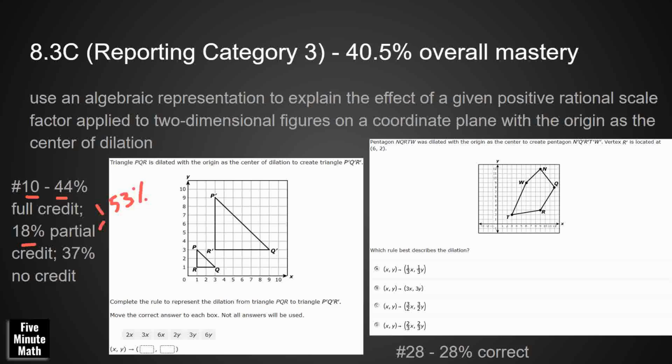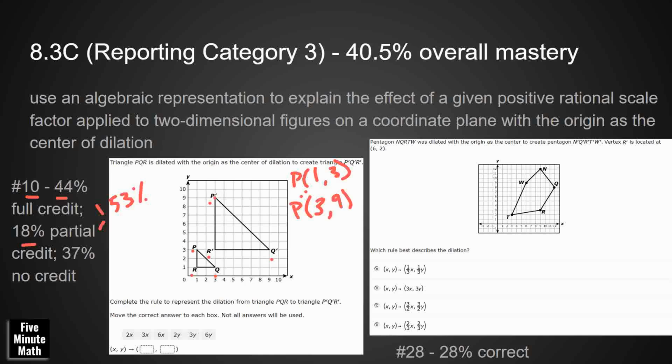So on triangle PQR on number 10, we have both triangles represented here. We've got PRQ moving to P prime, R prime, Q prime. And so let's just take a pair of coordinates. Let's just take P, right? It's the X of 1, Y of 3, going to P prime. And we have an X of 3 and a Y of 9 right up there.